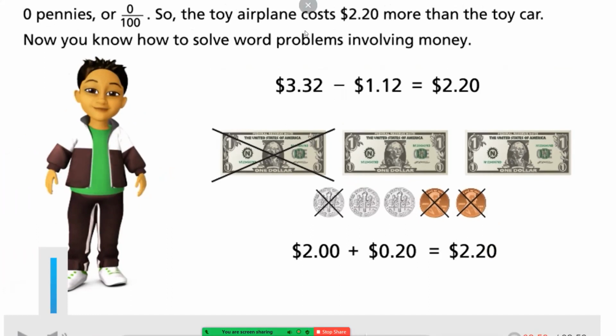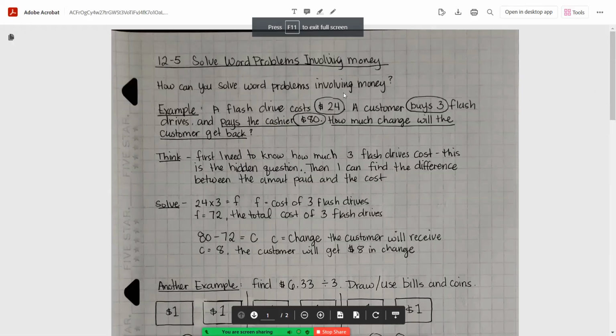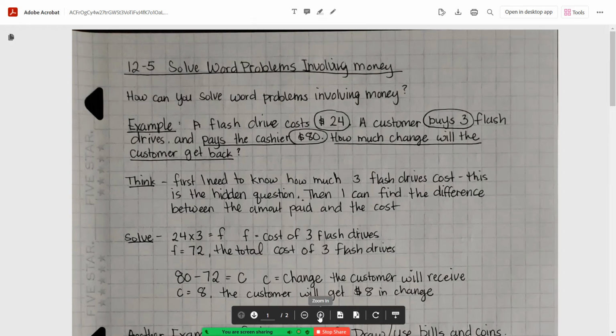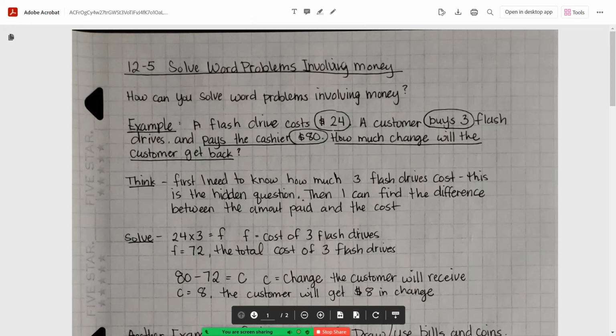All right, let's go ahead and get into our notes and our guided practice. Now for our notes, our question that we're focusing on is how can you solve word problems involving money? So for our first example, it says a flash drive costs $24. A customer buys 3 flash drives and pays the cashier $80. How much change will the customer get back?